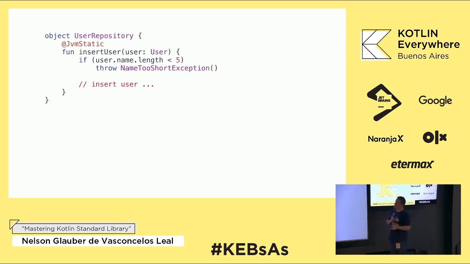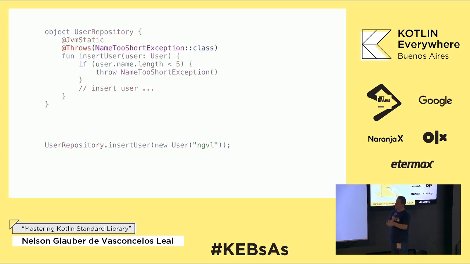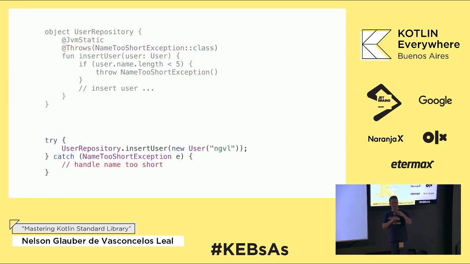Another important thing is this method here is throwing an exception. But you can call this function directly from Java, because all the exceptions in Kotlin are not checked exceptions, they are runtime exceptions. But you can force your Java code to treat these exceptions using the throws annotation. So with the throws annotation, your Java code must wrap this code using try catch. Okay?